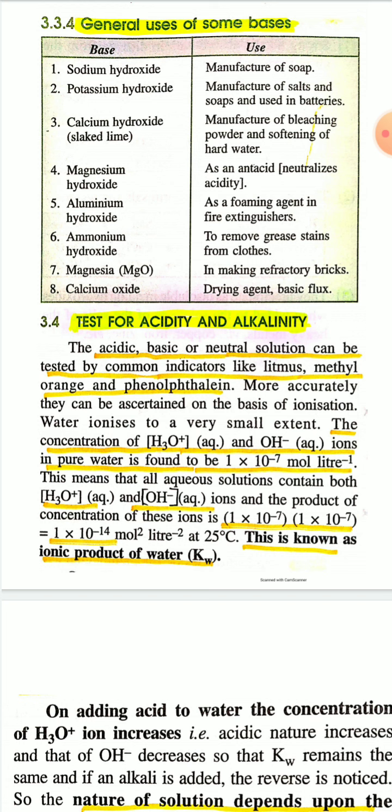Okay, now test for acidity and alkalinity. How to identify whether a solution is acidic, neutral or basic in nature. The acidic, basic or neutral solution can be tested by using some common indicators, for example, litmus paper, methyl orange, phenolphthalein. By using these indicators, you can test whether a solution is acidic, basic or neutral in nature.